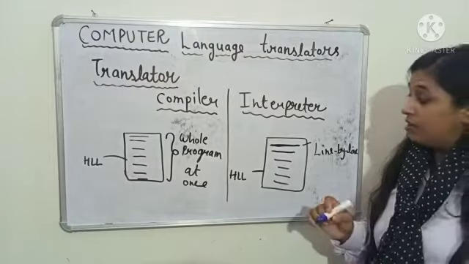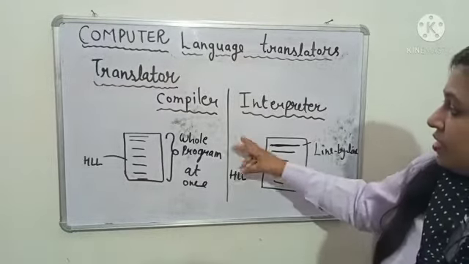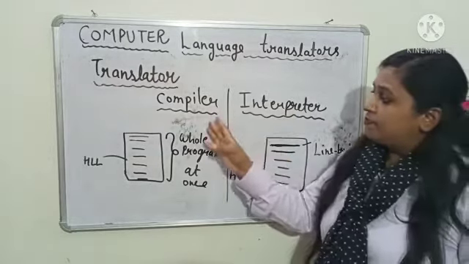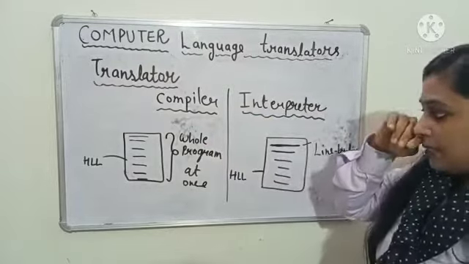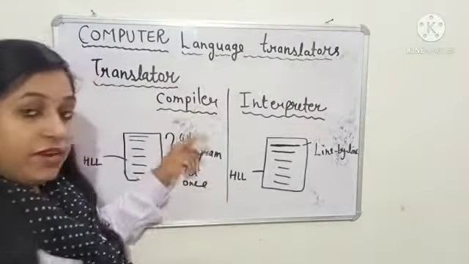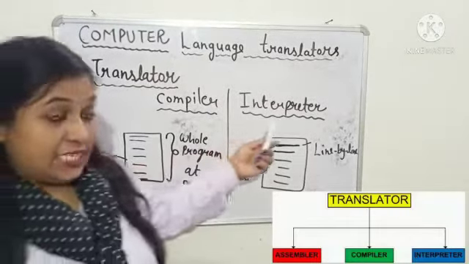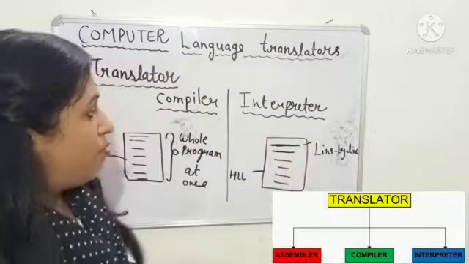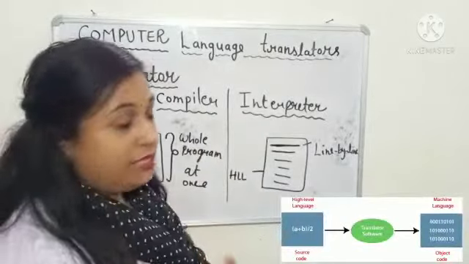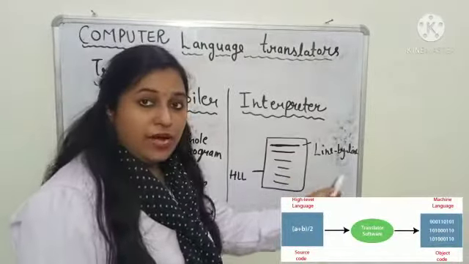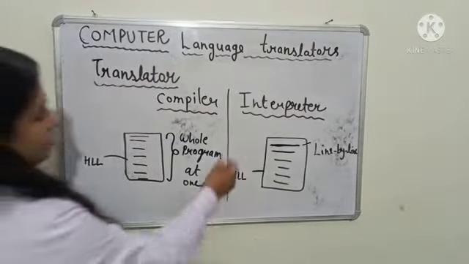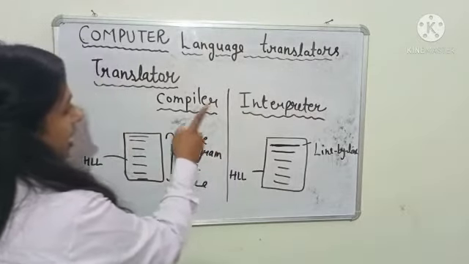So I hope you have easily understood the difference between compiler and interpreter. Compiler and interpreter both are translators, but the compiler scans the whole program at the same time, at once, and converts it into machine code. But the interpreter scans the program line by line and converts it into machine code. So this is a little difference between compiler and interpreter.